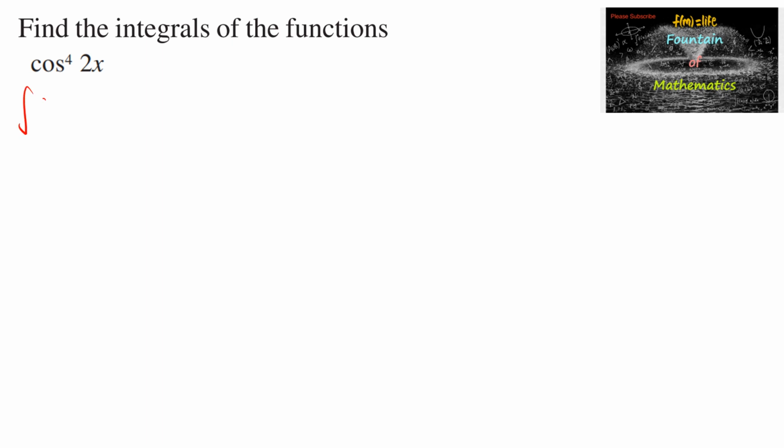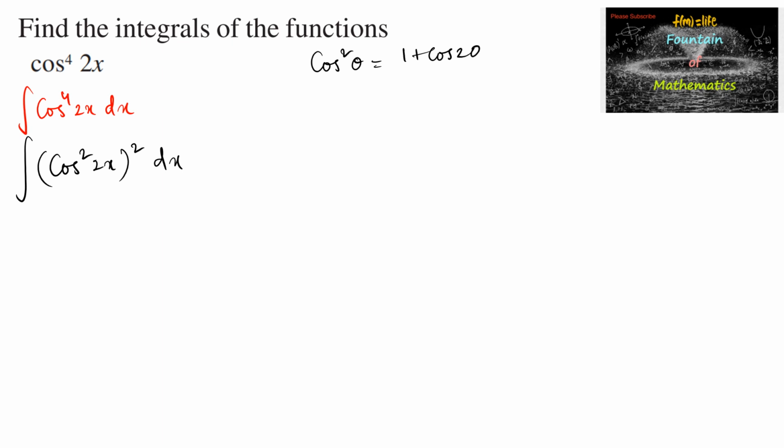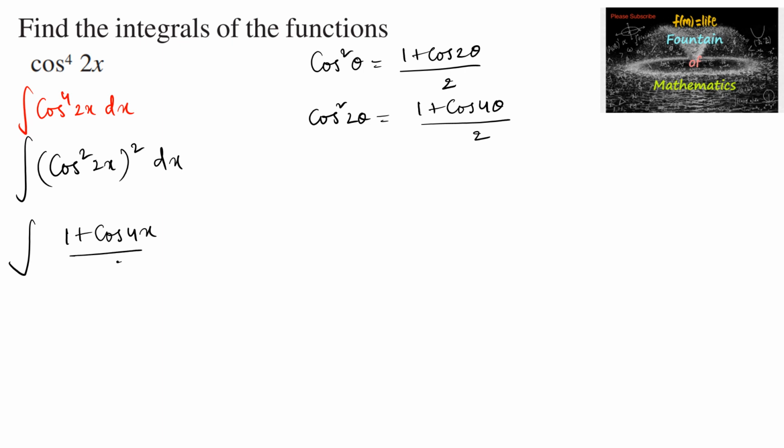Find the integral of the function cos^4 2x dx. So this we can write as (cos^2 2x)^2, and we know that cos^2 theta is equal to (1 + cos 2 theta)/2. So here cos^2 2x we can write as (1 + cos 4x)/2. So here we can write ((1 + cos 4x)/2)^2 dx.